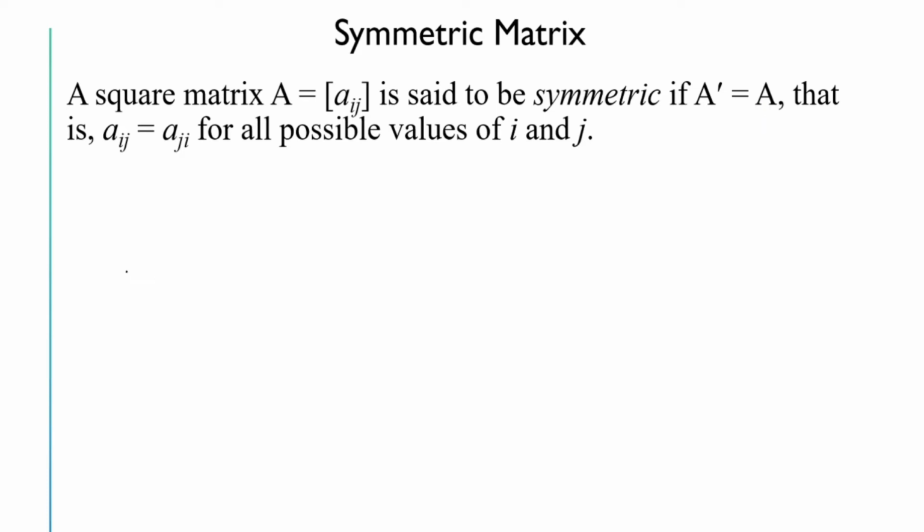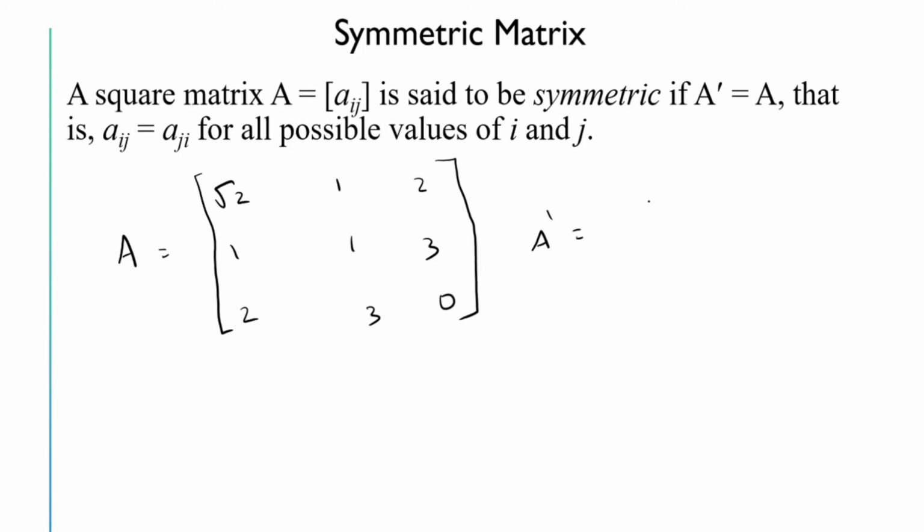Say for example, if A is equal to the matrix root 2, 1, 2, 1, 1, 3, 2, 3, 0. If you want to find the transpose of the matrix, that is, if we interchange the rows and columns, the first row will become the first column. So the first row is root 2, 1, 2. The second row will become the second column, 1, 1, 3. And the third row will become the third column, 2, 3, 0.